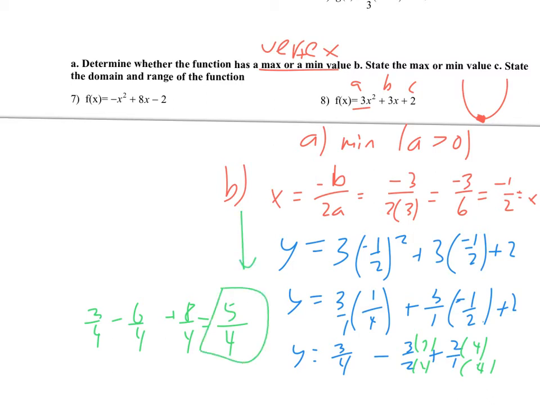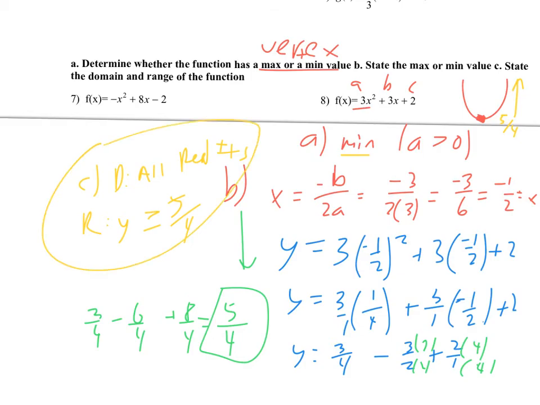And then for part C, the domain and range. Domain is always all real numbers on these parabolas. And then for range, it's based on whether it's a max or a min. So if it's a min, then I know that all of my y values are going to be greater than the value of the vertex, which is 5 over 4. So if you think of this as being 5 over 4 for the y value, all of the other ones are up there, so that's greater than.